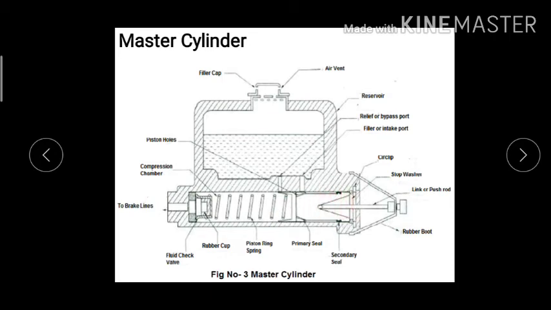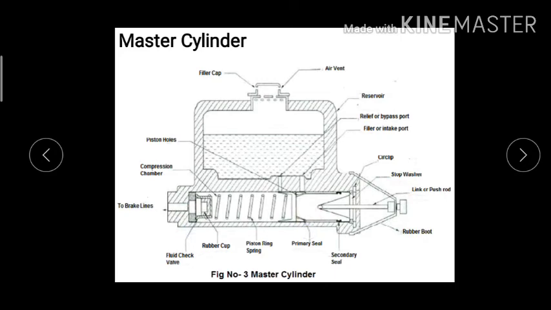Now there is a fluid check valve with a rubber cup inside it, held against a rubber seat. This is the check valve, this is the rubber cup. The spring presses against the check valve while the other end is against the piston primary seal.